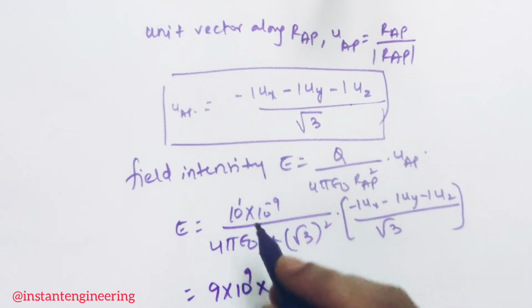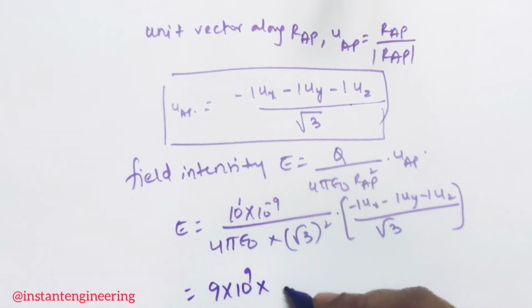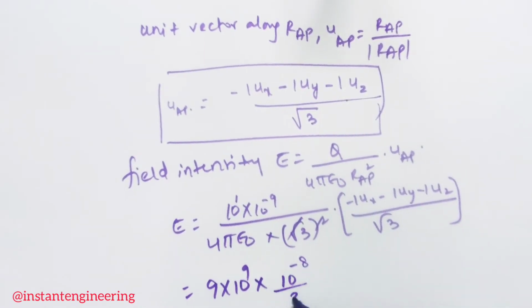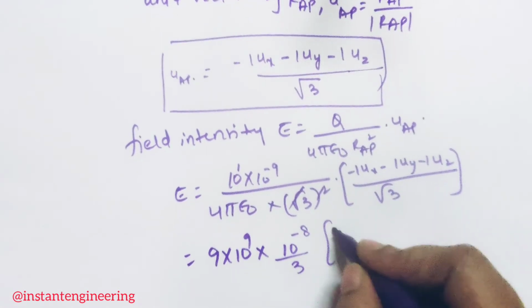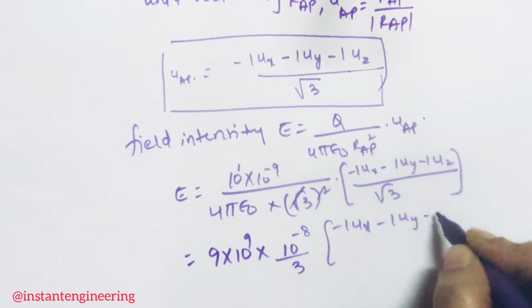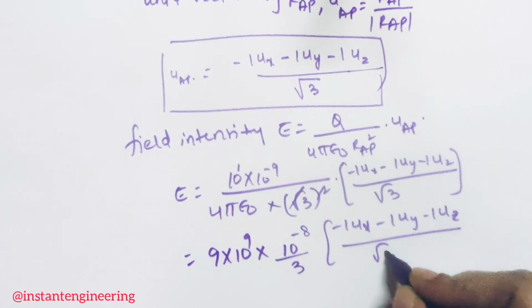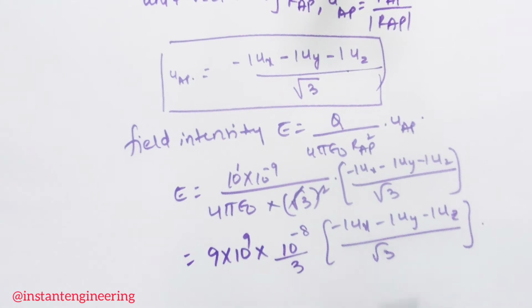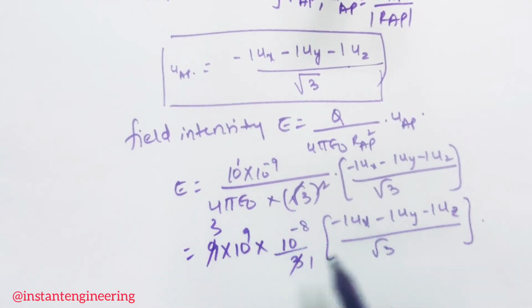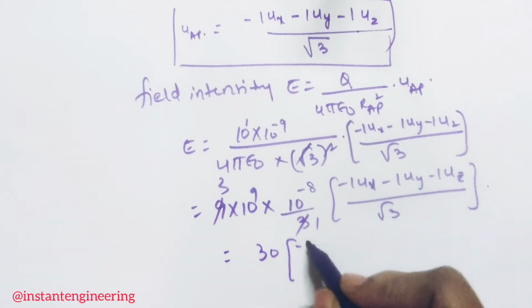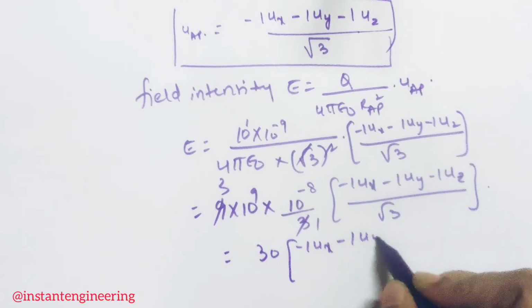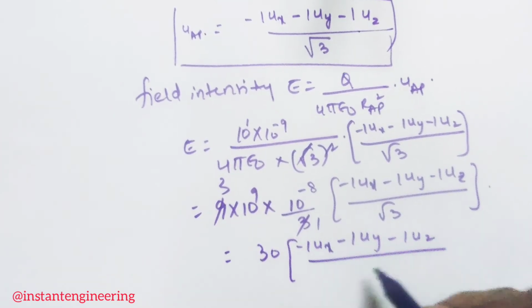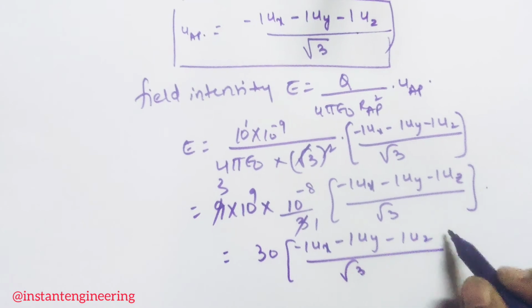So this is 9 into 10 power 9 into this term, 10 power 1. When bases are the same, powers can be added, so that will be 1 minus 9 is 10 power minus 8. Divided by 3 into minus 1 ux minus 1 uy minus 1 uz divided by root 3. Solve this in your calculator. 3 ones are 3, 3 threes are 9, and the answer is 30 into minus 1 ux minus 1 uy minus 1 uz divided by root 3.